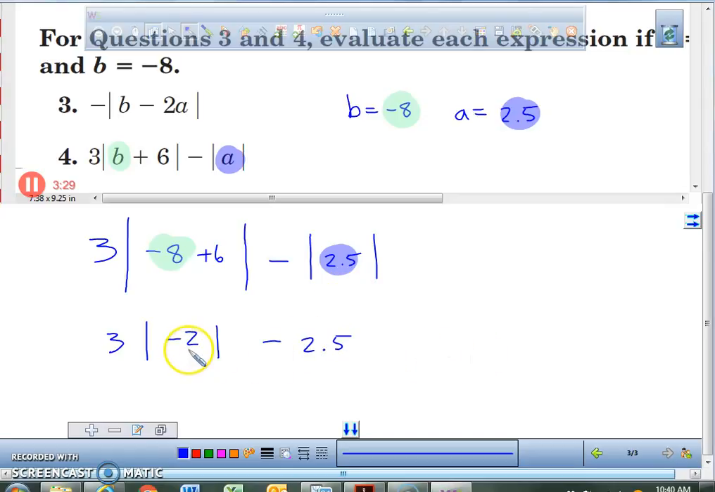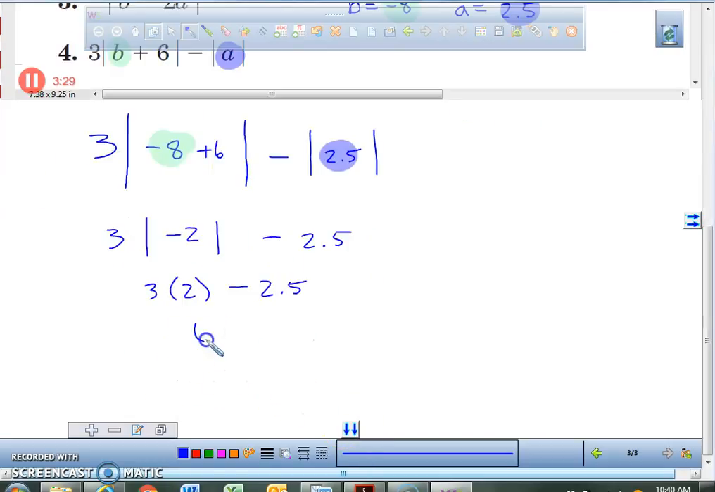Now, what is the absolute value of -2? 2. So it's 3 times 2 minus 2.1, and you get 6 minus 2.5. And if you had $6 and you spent $2.50, you would still have $3.50.